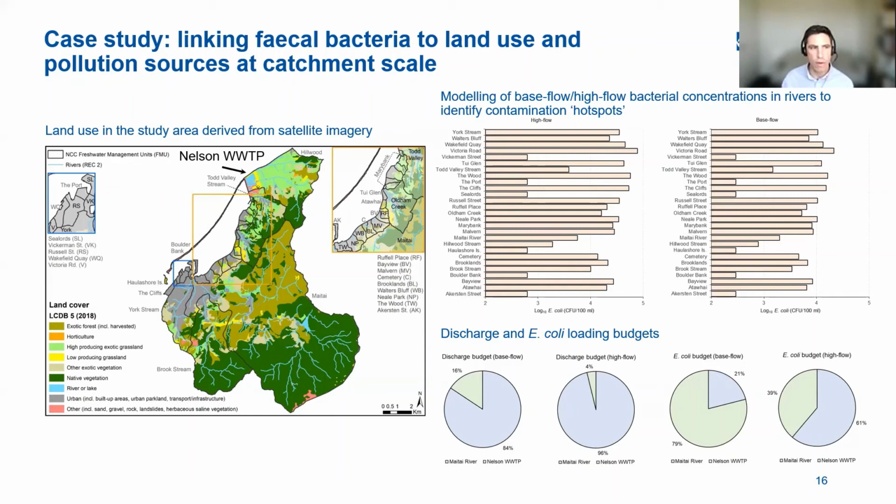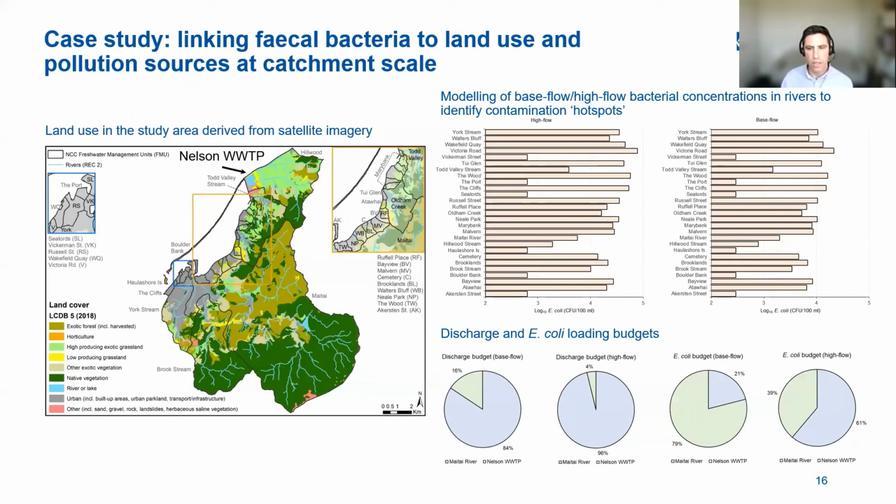So then we extrapolated these results to the wider catchment to quantify average concentrations for base flow and high flow conditions, and that's what's represented on the bar charts on the right hand side. So we see that, for example, high flow average results are higher than base flow ones, but for most sites, really the differences were not significant, less than 1 log.